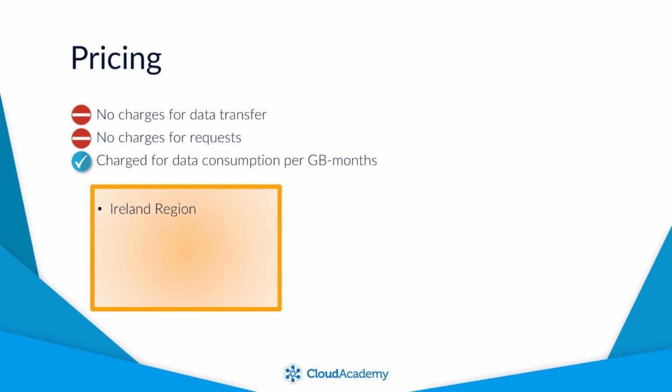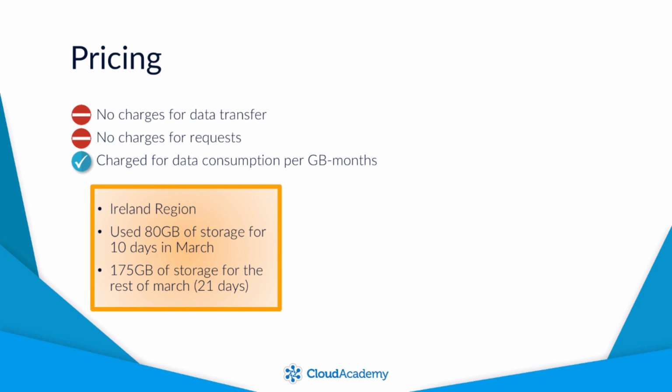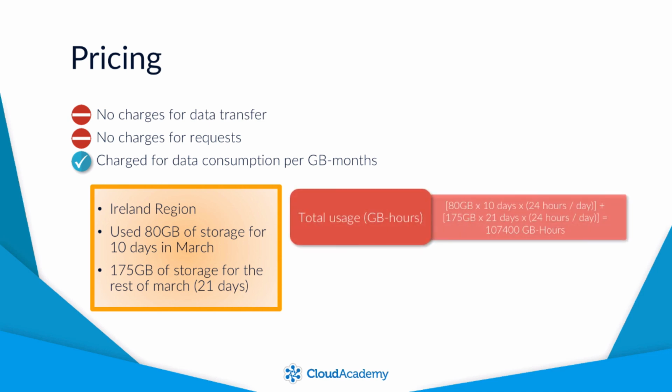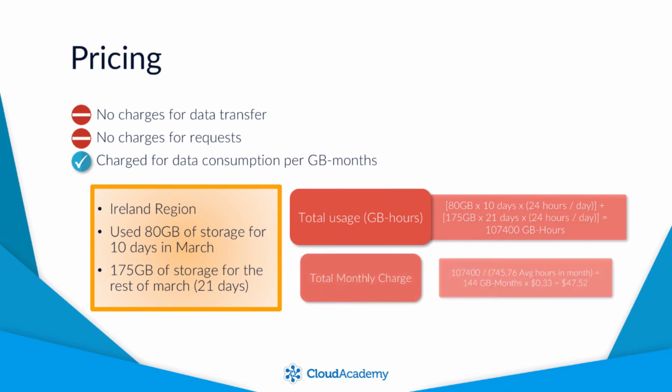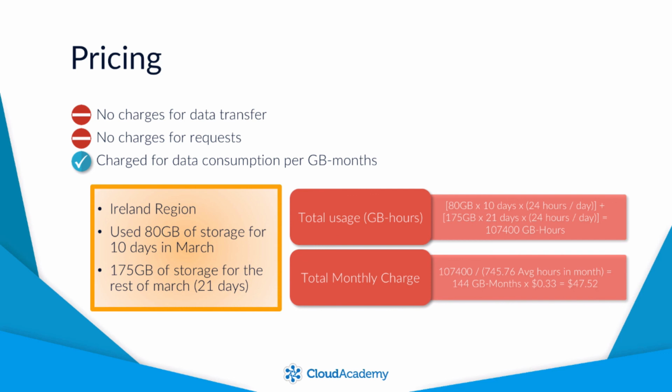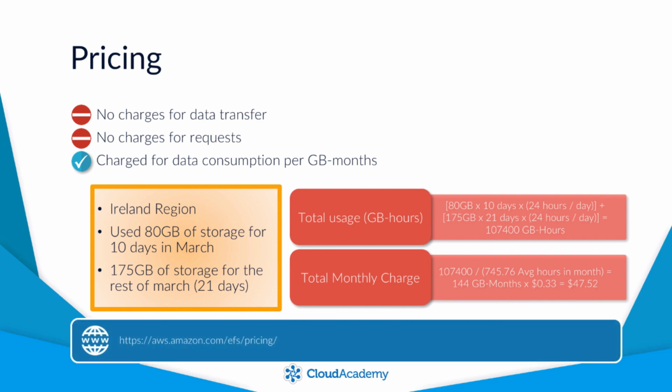For example, let's say from within the Ireland region, you used 80 gig of storage for 10 days in March and 175 gig of storage for the rest of March, totaling 21 days. During March, you would have the following usage in gigabyte hours. This is then converted to gigabyte months to calculate the final figure. For the latest information on EFS pricing, please visit the Amazon EFS pricing page as shown on the screen.